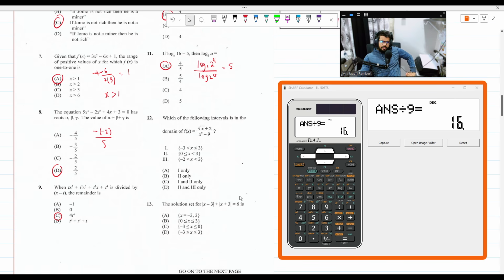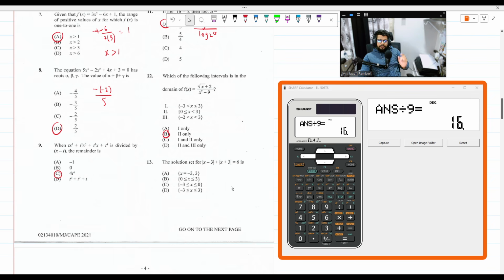Which of the following intervals is in the domain of f of x? But first things first, x can't be negative. Alright, so 2 only is the answer. This have a negative, this have a negative. So 2 only is the answer.